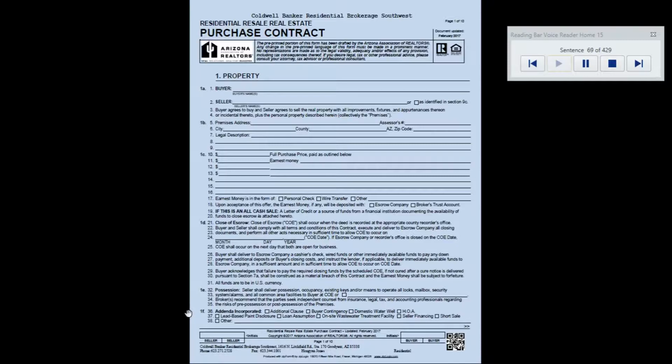1F. Addenda incorporated: Additional Clause, Buyer Contingency, Domestic Water Well, HOA, Lead-Based Paint Disclosure, Loan Assumption, On-Site Wastewater Treatment Facility, Seller Financing, Short Sale, Other.